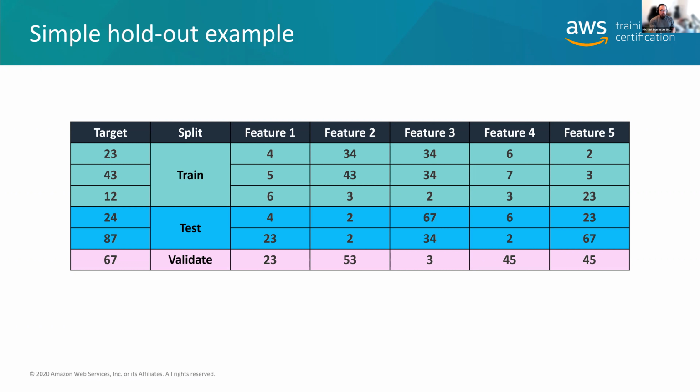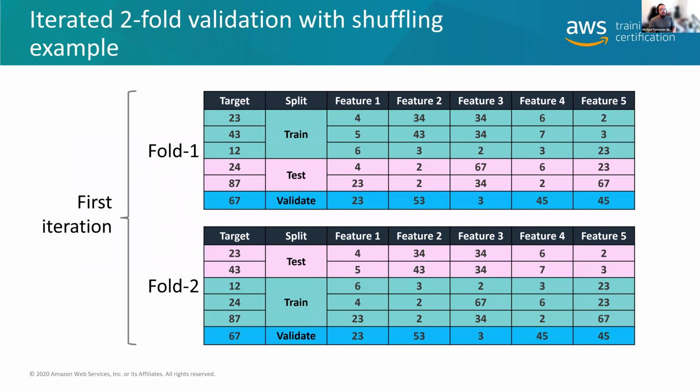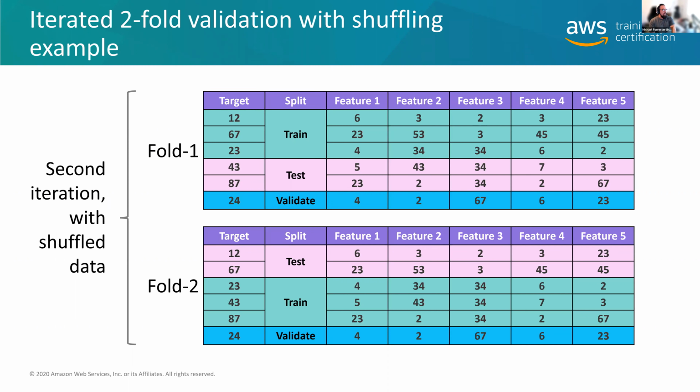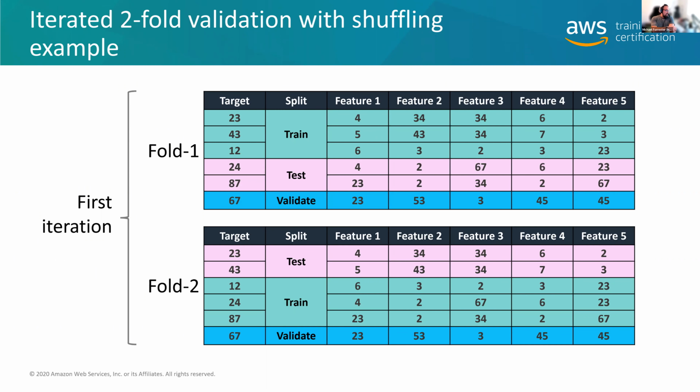Here is, for example, a 2-fold validation with shuffling. So the first one, notice it's going, well, that must be the first iteration. Yeah, because none of that's shuffled. There should be a second iteration. Yeah, there's a second iteration that's shuffled, right? So here's a 2-fold validation where nothing has been shuffled, right?